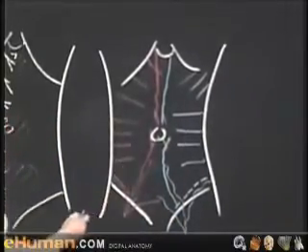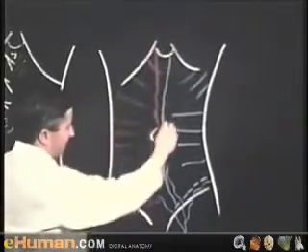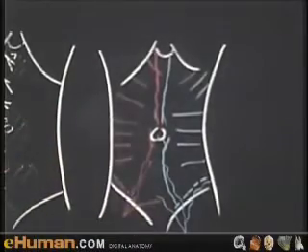And so it's not surprising then that these veins would become enlarged if the superior vena cava was blocked or the inferior vena cava was blocked.